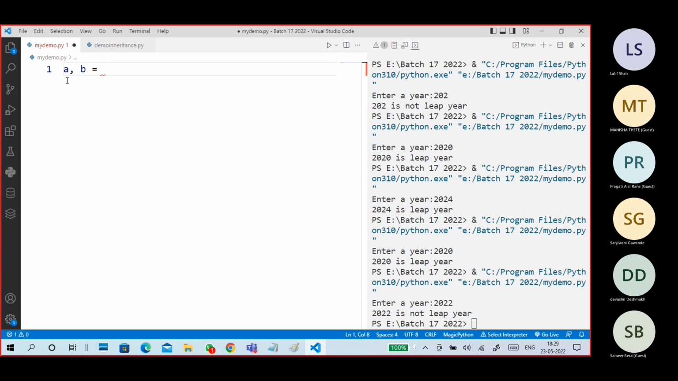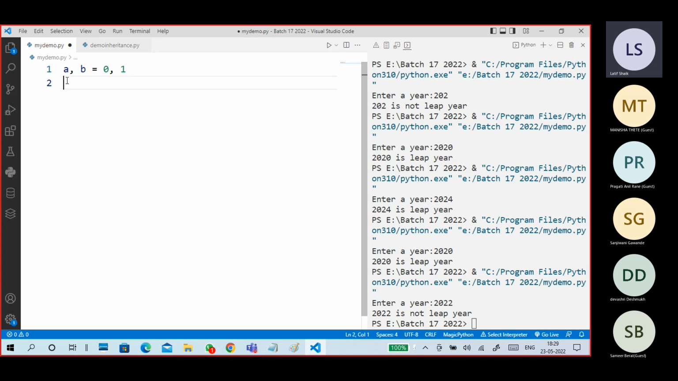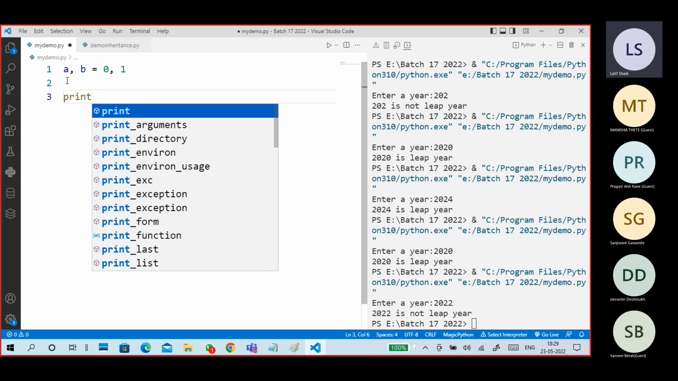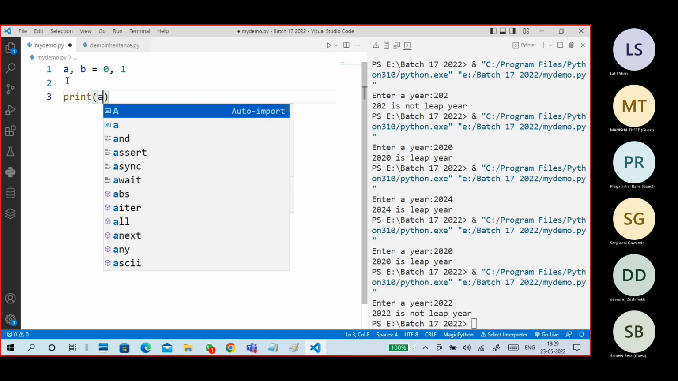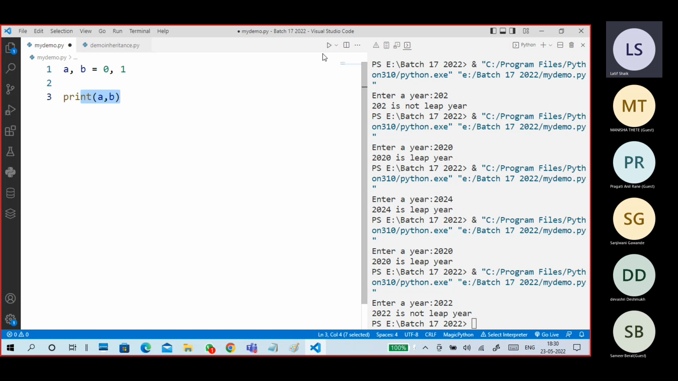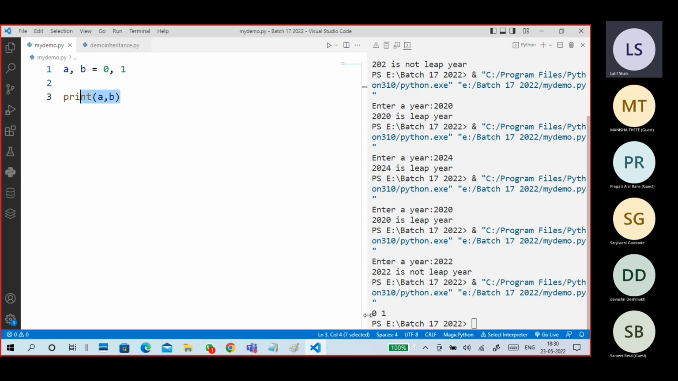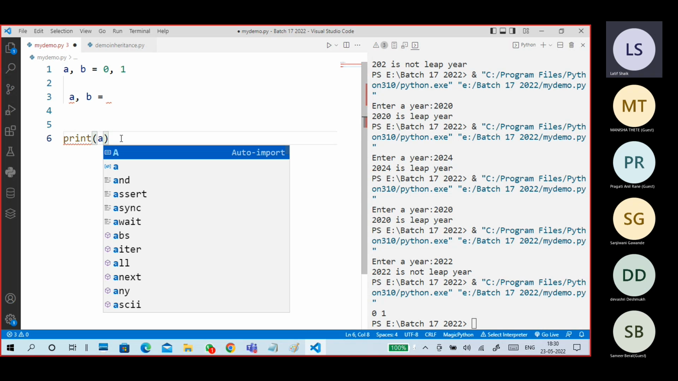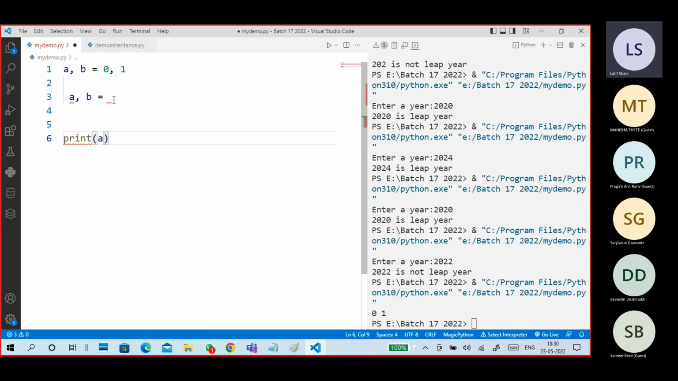Then we start with 0 comma 1. Now I put a print of a and b, for example. So take 0 and 1. Next, what do we want? The logic is, we want to print A, not B here. Okay, we want to print A only, not B.